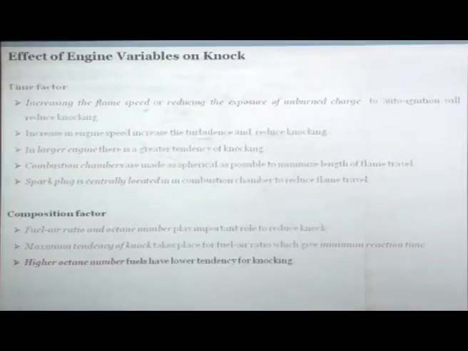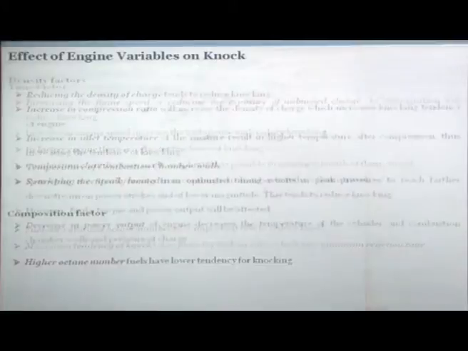Okay. For example, what kind of a mixture gives you minimum reaction time? A mixture which is stoichiometric or slightly richer than stoichiometric. So you try to avoid that condition if you want to minimize the knock. Second is higher octane number. Higher octane number fuels have lower tendency to knock. Okay, so you should try to use as high an octane number as possible if you want to avoid knocking.